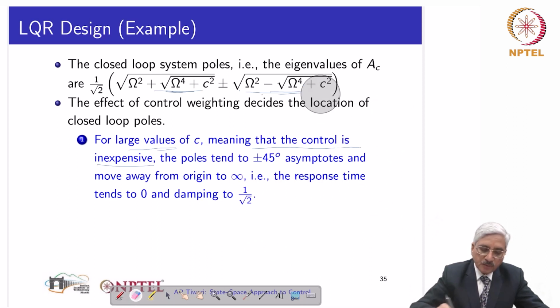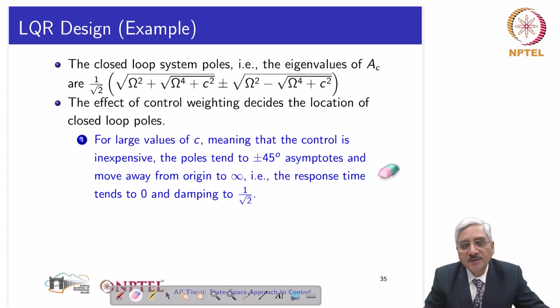So for large values of C, meaning that when the control is inexpensive, the design by this linear quadratic regulator design method leads to closed loop poles which are away in the left half S plane from the origin, and also they are located so as to provide the best damping.